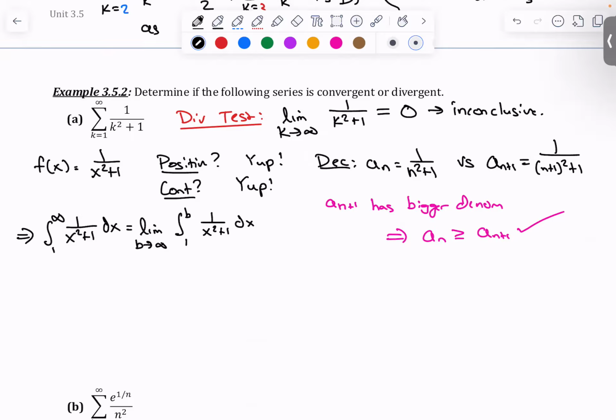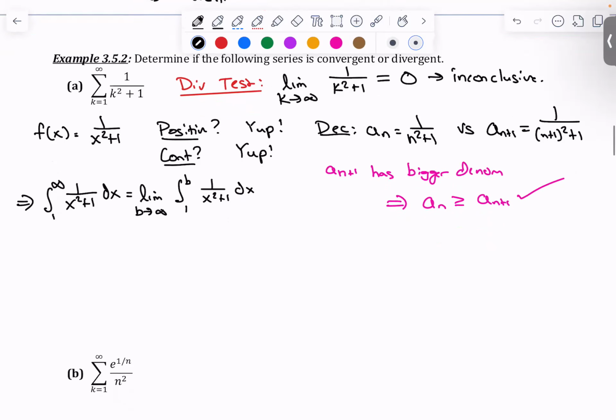Now, the good news is this one doesn't require anything to find the antiderivative of. We know what that antiderivative is, right? Tangent inverse. 1 over 1 plus x squared, or 1 over x squared plus 1, however you want to write it. Tangent inverse is its antiderivative. So this is equal to the limit as b approaches infinity of tangent inverse of b minus tangent inverse of 1.